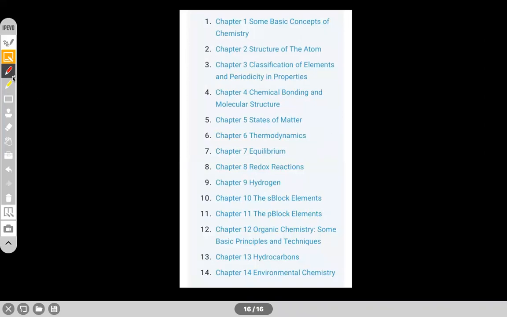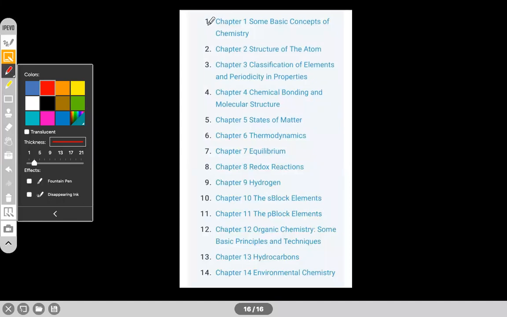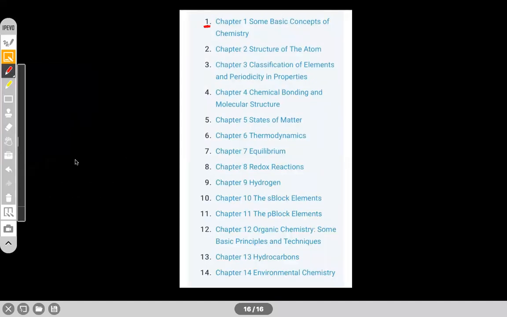Okay, we are doing this right now. Some basic concepts of chemistry. In some books, they have written this as mole concept also. Mole concept. So we are doing this right now.